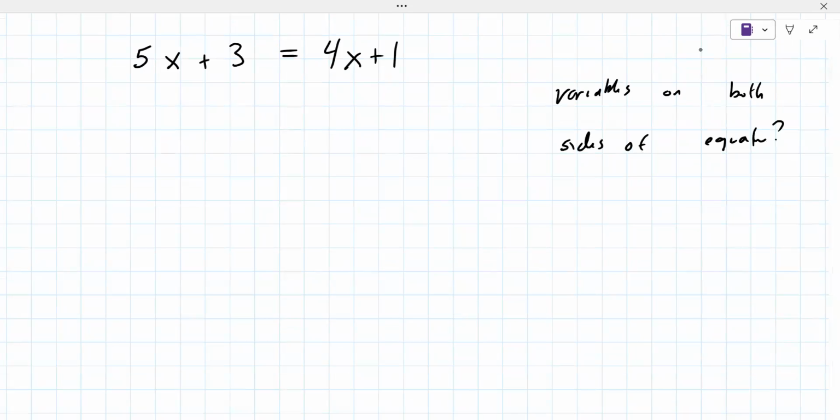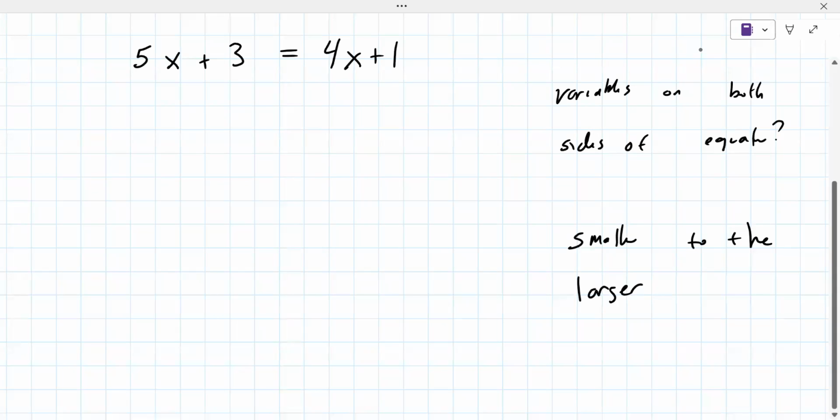Yeah. Okay, and that's a big deal. That's really important here, okay? This is different than anything else that we've encountered. When you have variables on both sides of the equation, you want to move the variables, okay? You want to move the smaller to the larger.